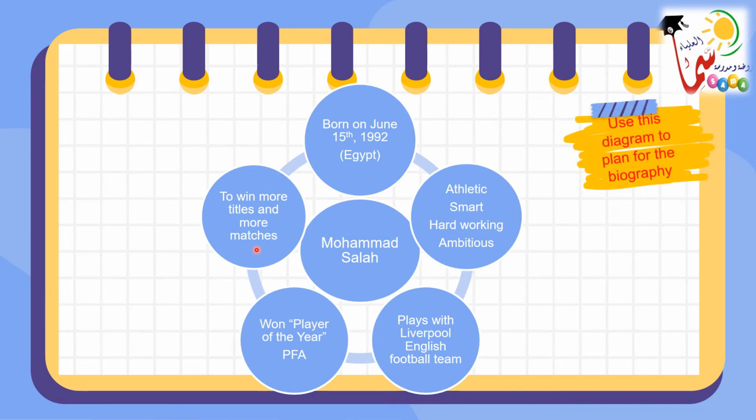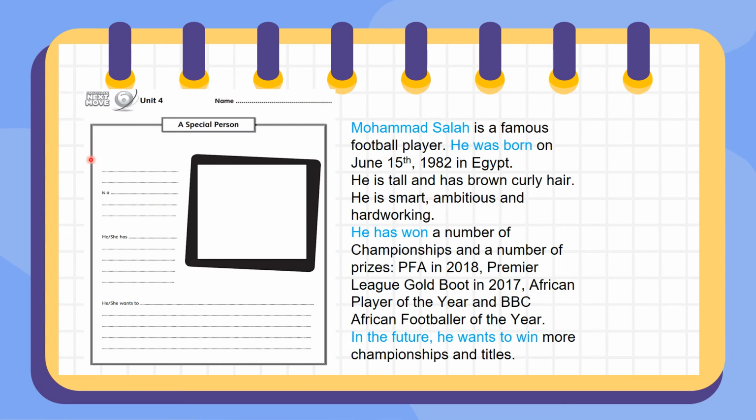Use this diagram to plan for your biography. Choose a person, write his name or her name here, and then write all the information answering the questions in the previous slide. Now let's look at the template that I made for you here. You should use this one to write the biography about the person you choose. In this square, you can put a picture of that person, and if you don't have a picture, simply draw one. Use these blank lines to write your paragraphs.